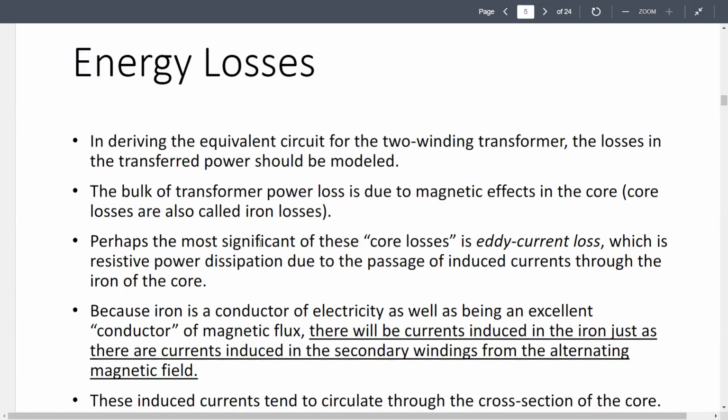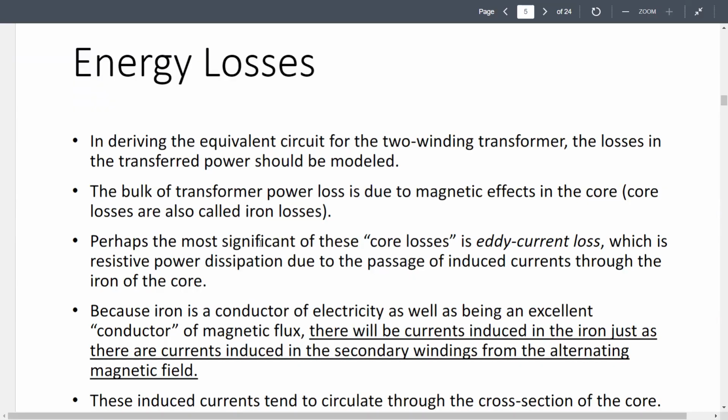I told you there are two major losses. One is called core loss, another is called copper loss. In this experiment, we're going to learn how to calculate the core losses in a transformer. Core loss can also be denoted as iron losses. While designing a transformer, you can reduce the amount of core losses by selecting very good iron material.